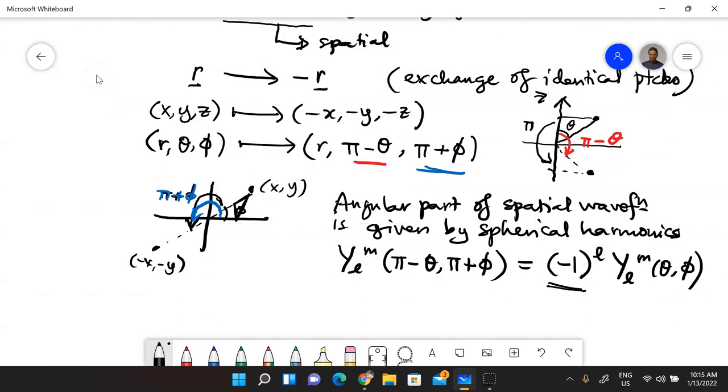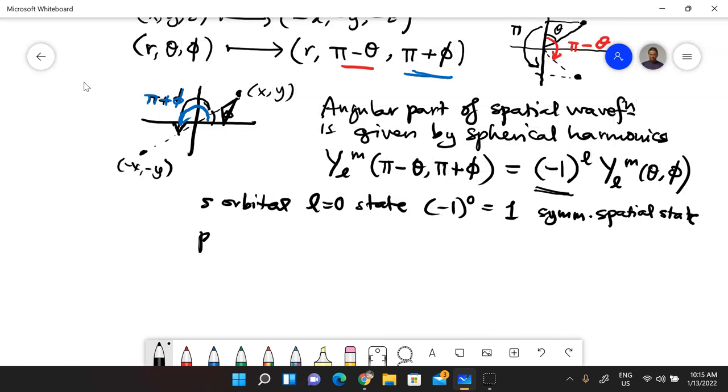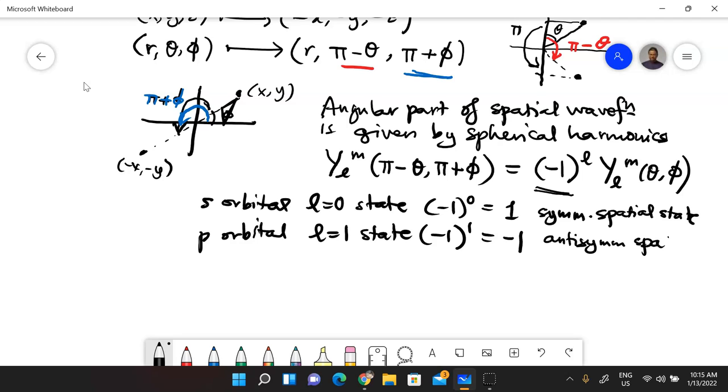So an s orbital, for example, s orbital is really L equals zero state. Okay. So then you have minus 1 to the 0, which is just 1. So this corresponds to a symmetric spatial state. But if you look at the p orbital, so let me push this thing up. So the p orbital, on the other hand, corresponds to L equals 1 state. And this would have a change of sign over there, because minus 1, so this gives you the antisymmetric spatial state. Okay. So this has some consequence.